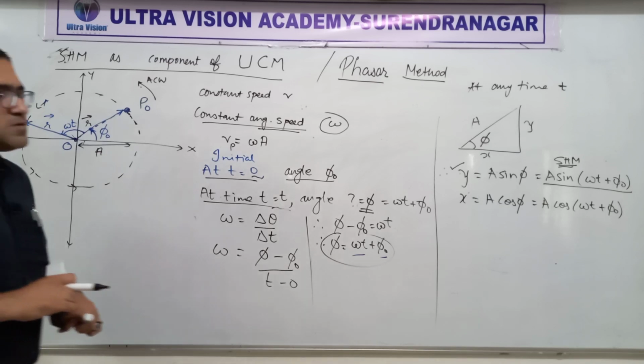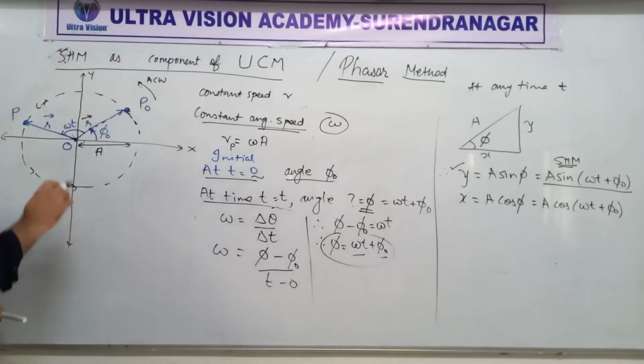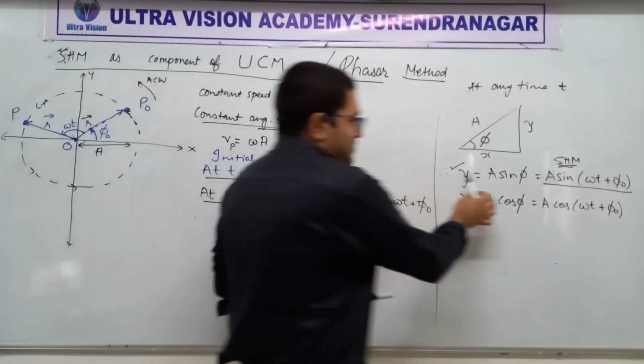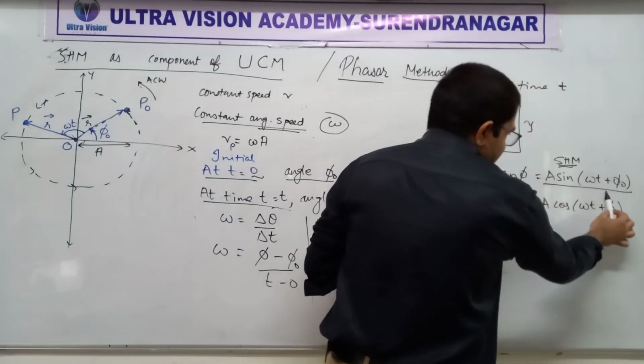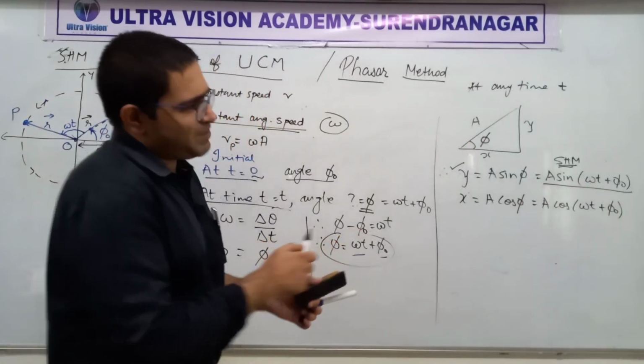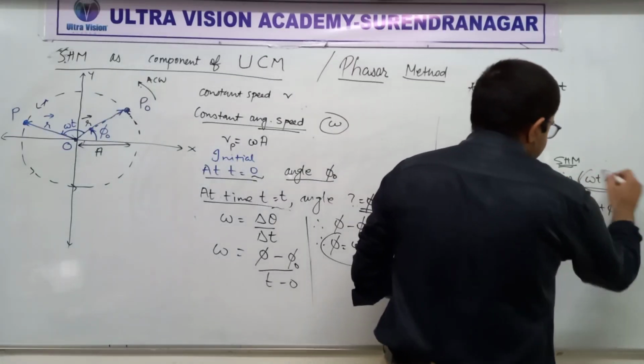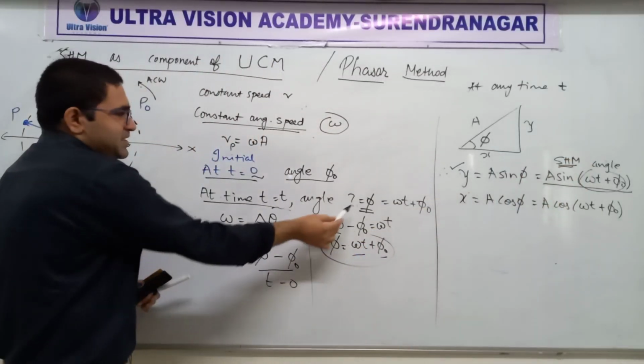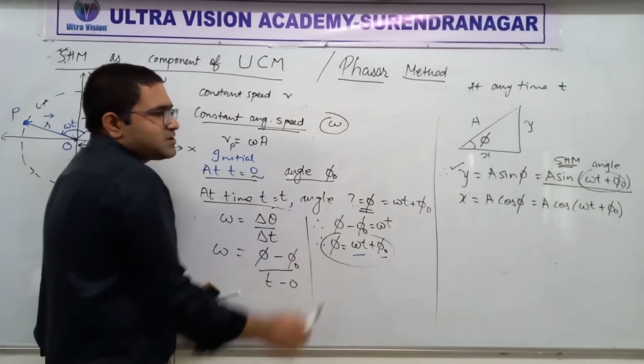Because we took the angle measured from the x-axis, we're getting y equal to a sin(omega t plus phi 0), right? Where this bracket is the angle. Again, don't forget, this bracket is an angle phi. Do you see that?